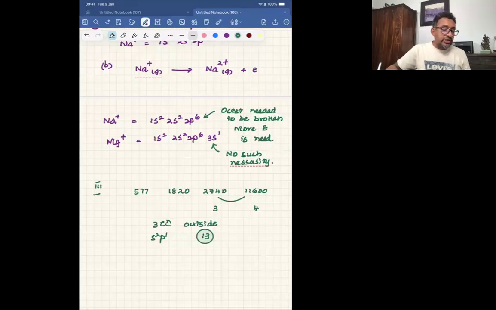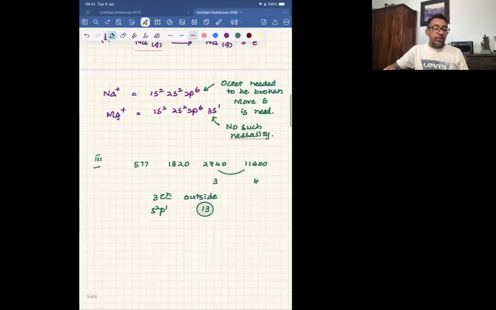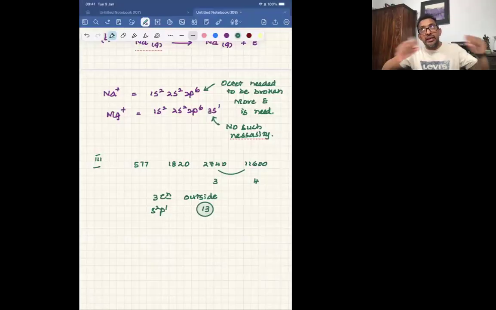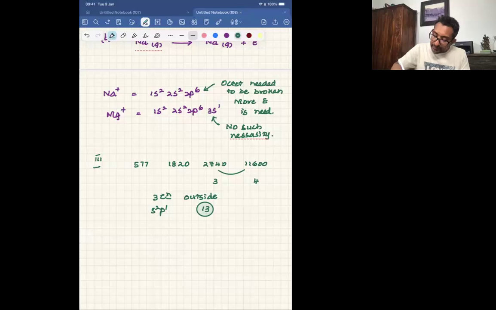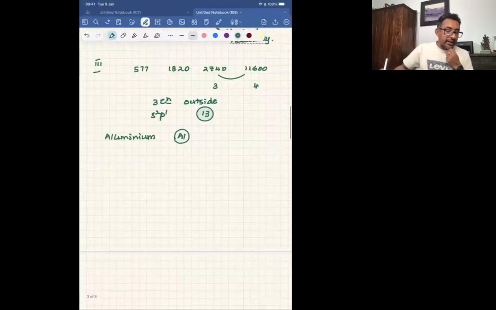Okay. So then it says deduce the identity of the element. Now it belongs to period 3, group 13. You can look at the periodic table and it gives you aluminium. Aluminium is Al. Okay.